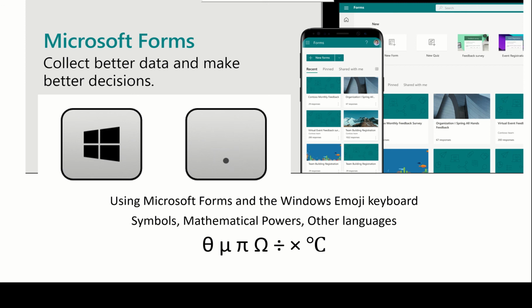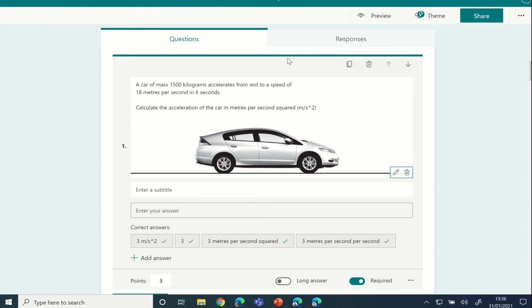Hi, I'm going to talk to you today about using the Windows emoji keyboard for maths symbols and scientific notation, superscript numbers in particular, in Microsoft Forms. If you're not aware of this tip, then what you might have been doing is what I've been doing till now, which is typing in the units.